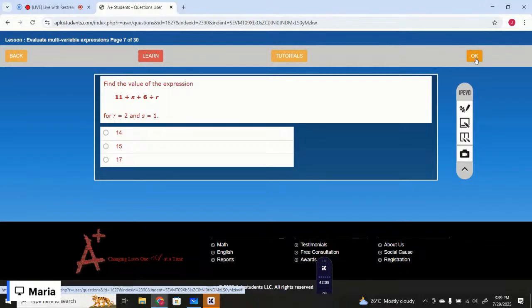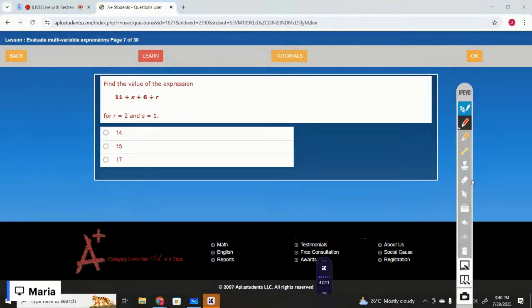Find the value of the expression 11 plus s plus 6 divided by r. Let's replace all the variables with the values. So they are 11 plus 1 plus 6 divided by 2. So we have to perform the division first. 11 plus 1 is 12 and 12 plus 3 is 15. So the correct option is 15.